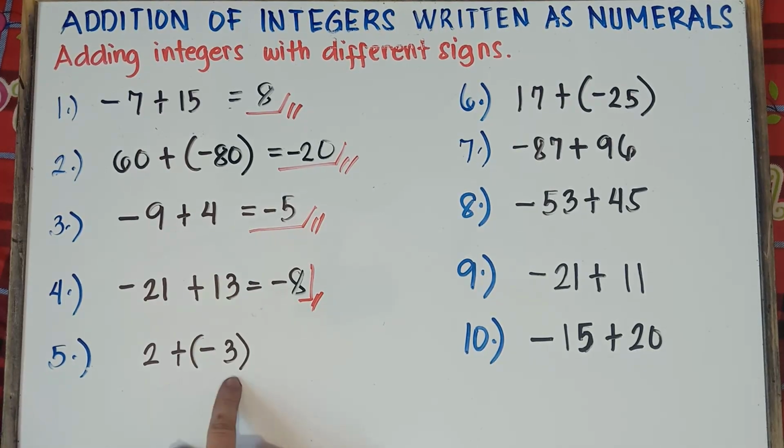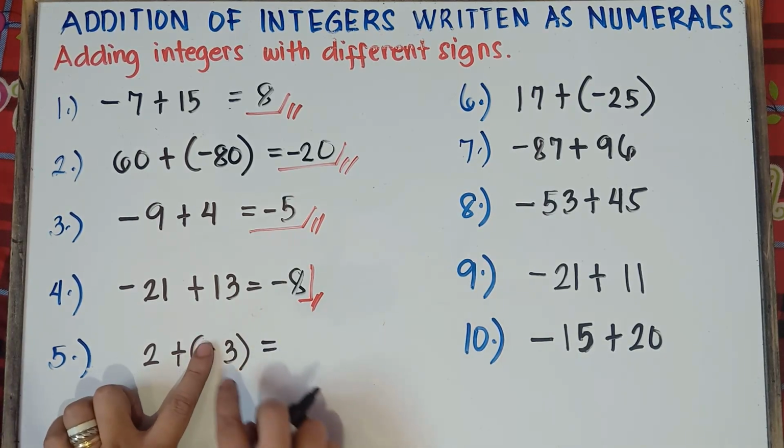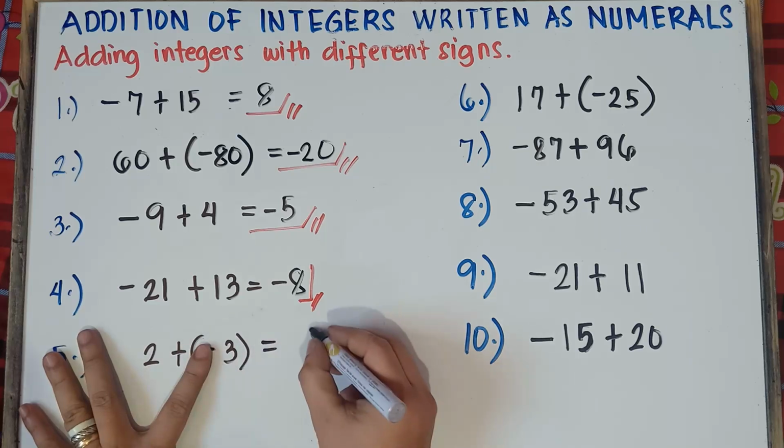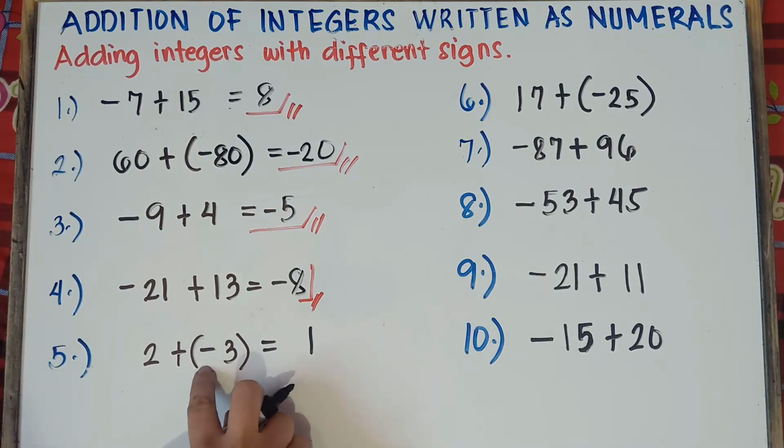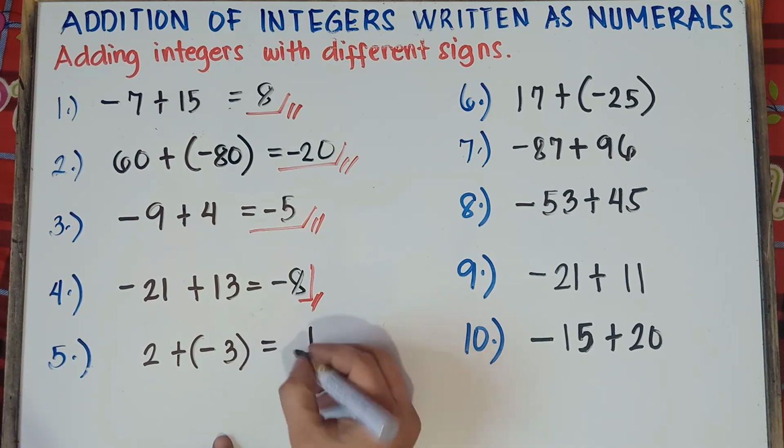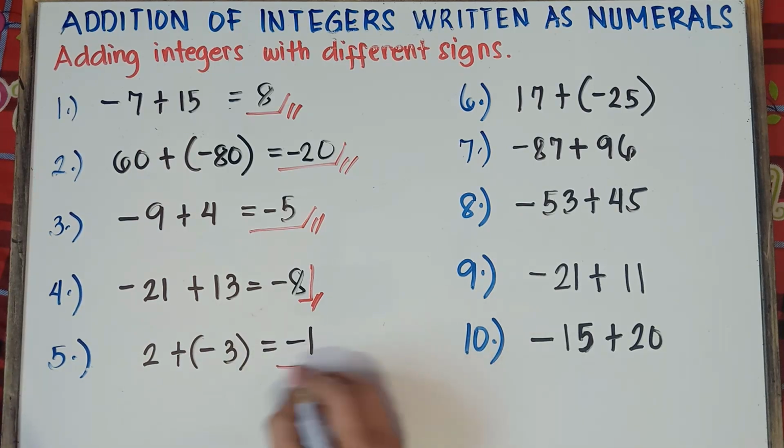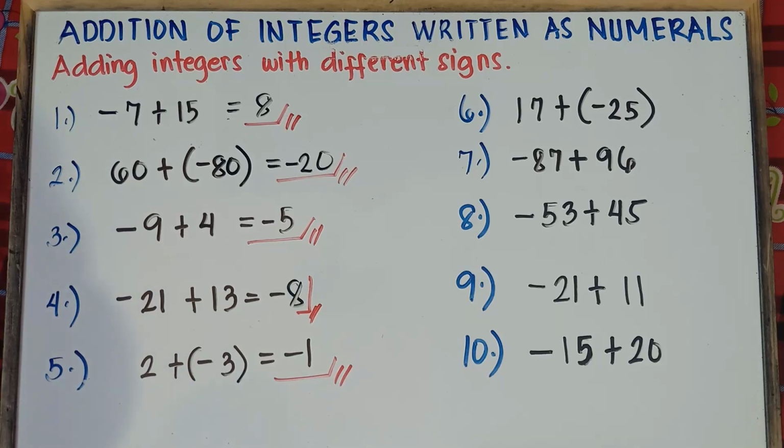2 plus negative 3. Unlike signs, once again, we subtract. Ignore first the sign. 3 minus 2, that is 1. And then 3 is negative, copy the sign of 3. So the answer is negative 1. Alright, so let's have example number 6.